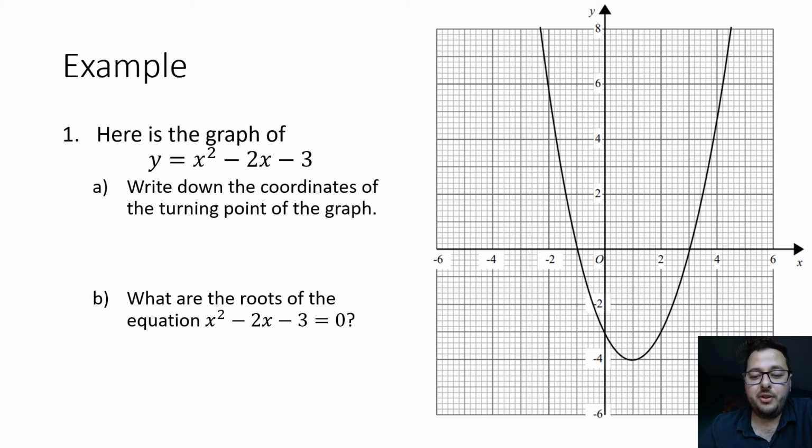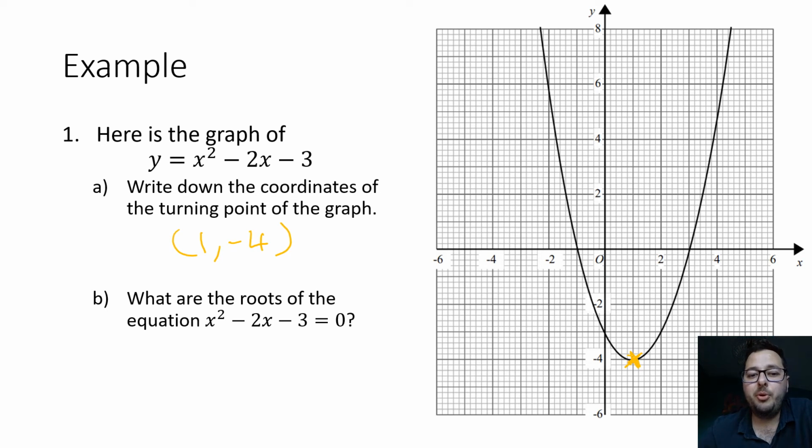Well, the turning point is just this bit here. Yeah, so it's the bit where it turns. Pretty good name for it, I reckon. And what are the coordinates of that? Well, the x coordinate is between 0 and 2. So the x coordinate is 1 because it's halfway between 0 and 2. And the y coordinate is minus 4.